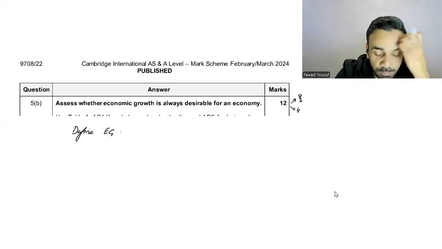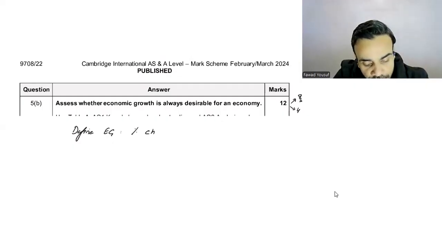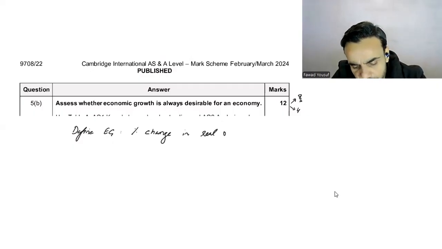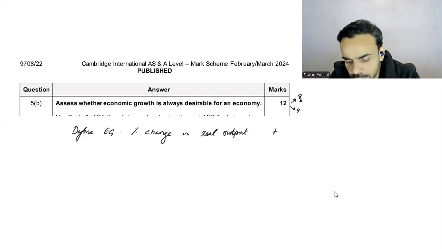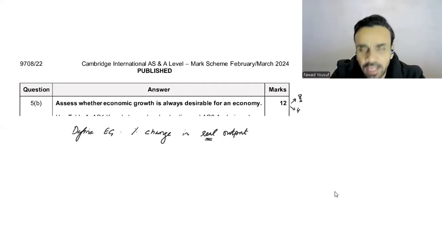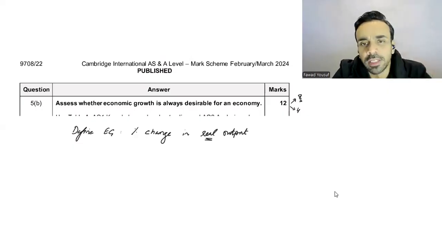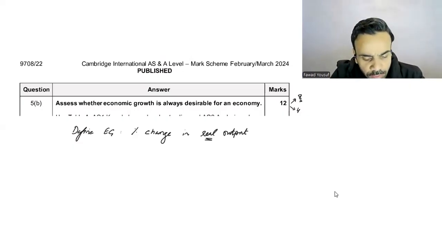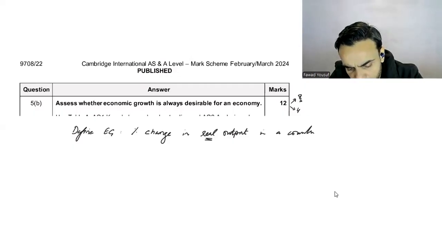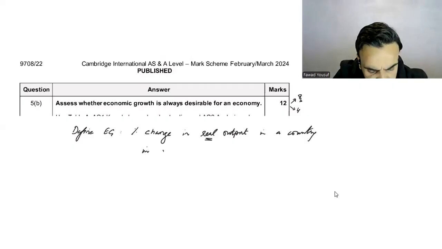It's a rate of change. It measures the percentage change in real incomes, your real output in an economy in a given period of time. I think "real" is an important term; we should always include this word. It can be real national income, it can be real output, no problem. But as long as we know it's a percentage change in real output in a country in a given period of time, take the time factor as well.